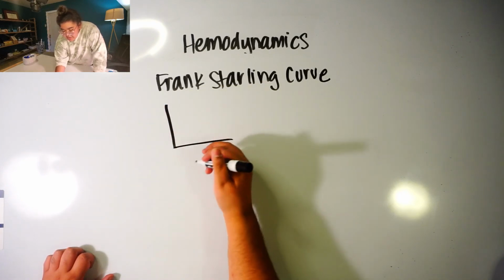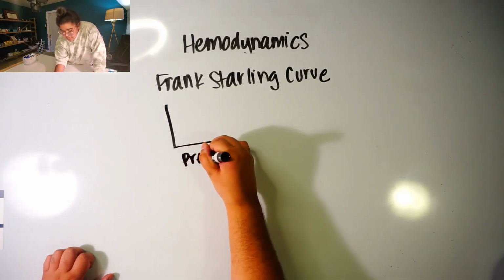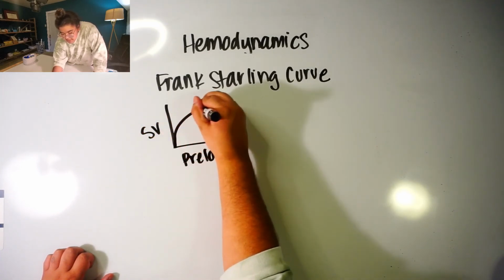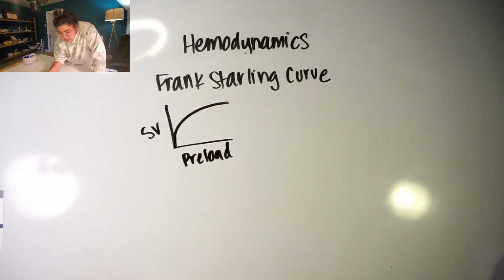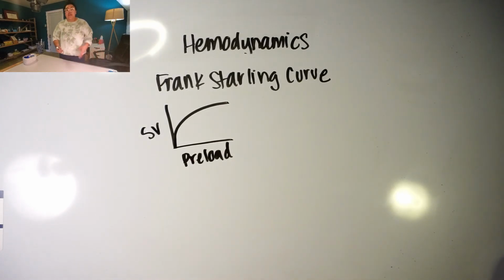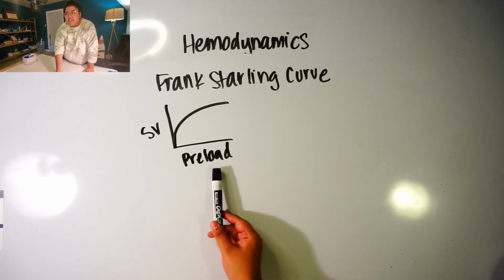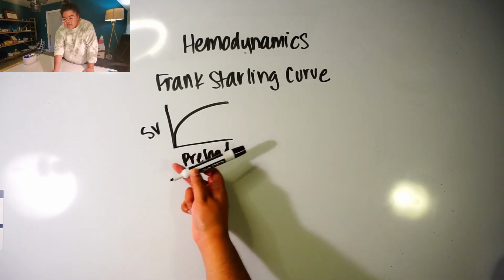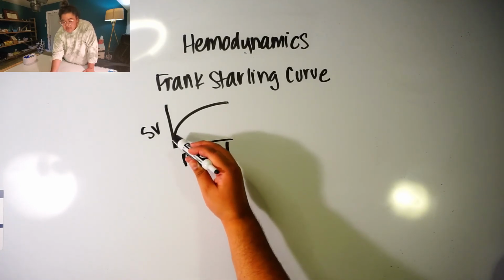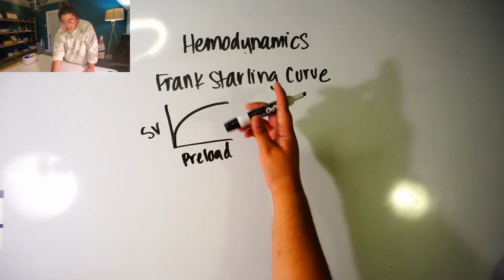This is a curve relating to our preload and our stroke volume. The idea behind this is you have a hypotensive patient. What's the first thing we always do? Let's give them a bolus. Let's give them fluid, so we can give them volume. That's going to increase their preload, which means it's going this way. As we increase preload, their stroke volume is going to increase.